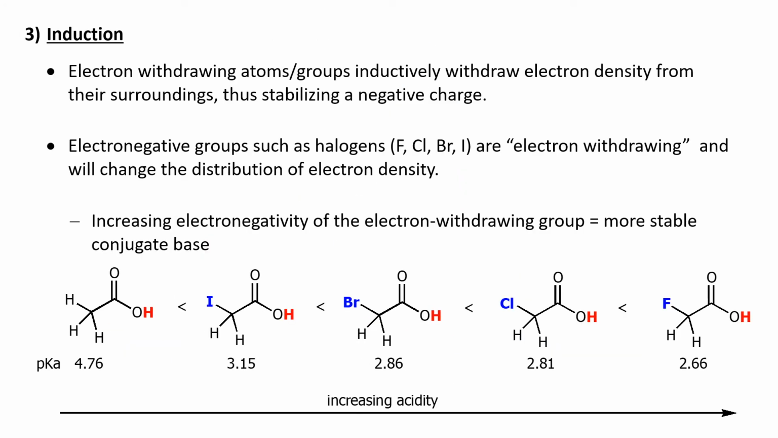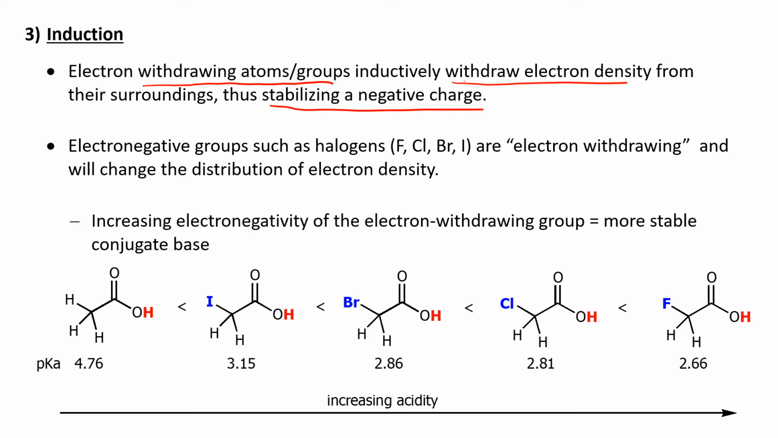The next factor is called induction. And we've heard the word induction in chapter 1 when we were talking about polarity and how electronegative groups can pull electron density through a bond system, making a bond or a molecule polar. So again, induction is a result of electron withdrawing groups withdrawing electron density, and the effect on a negative formal charge is that it can stabilize a negative formal charge.